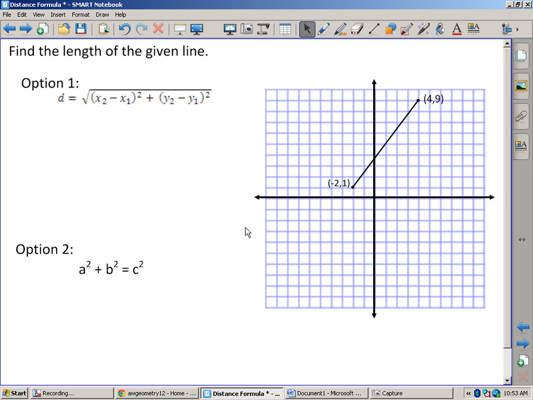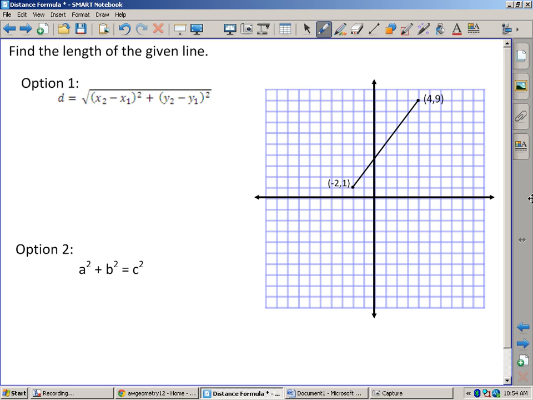So I have this example here where I'm going to find the length of the line. My option number one is to use the distance formula, and you'll notice that I have put the ordered pairs that make up the endpoints of the line. Those correspond with the x's and y's in my distance formula, so it doesn't really matter which one I choose for x1 and which one I choose for x2, or y1 or y2. The only thing is, if I pick one for x2, then I need to have the y2 match up with it, just like we do with the slope formula.